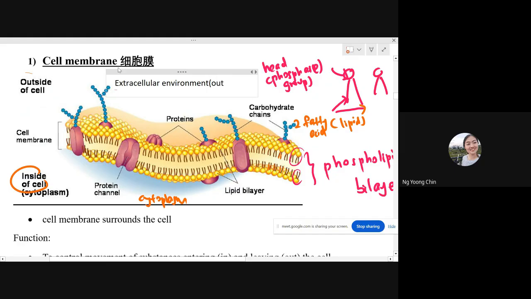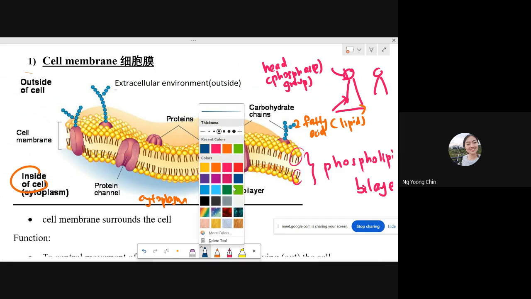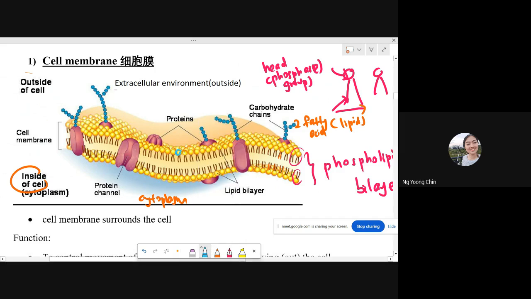Outside, the extracellular environment usually contains a lot of fluid, water. That's why the phosphate group of the phospholipid, the head, needs to face outwards. This is their head. They are facing outward because outside contains more fluid. Usually they will contain the fluid.